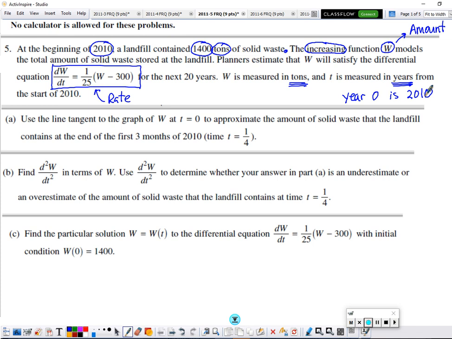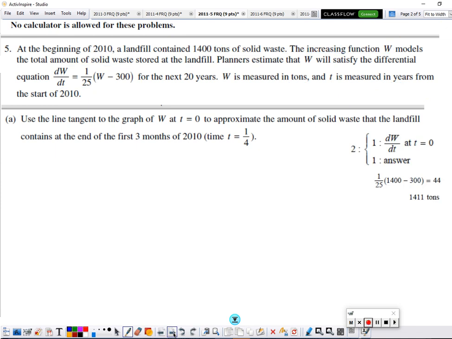So go to part A. Part A says use the line tangent to the graph of W. So I'm going to draw my favorite picture. W is increasing. This is W as a function of time. I'm supposed to use the line tangent to W. This is just for me to remember.